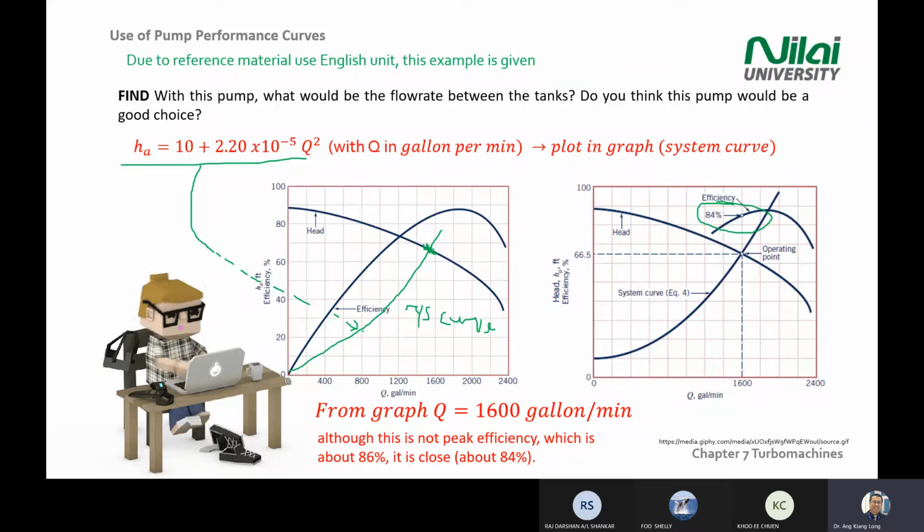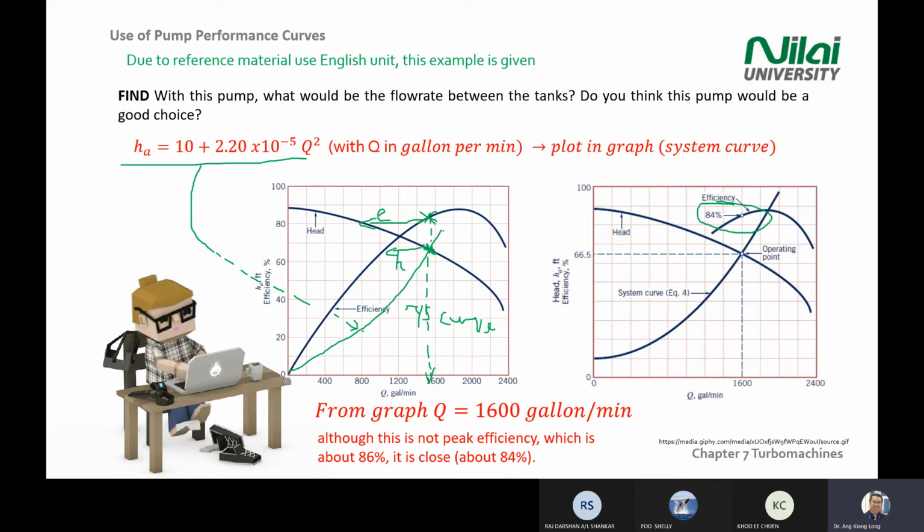You hit the head line first. Read the head line. Move to the left. Move down. Move left. Move up. You get one point. Move to the left, you get efficiency. Move to this lower point, then move to the left, and you get head.